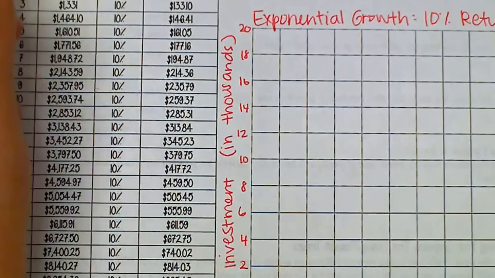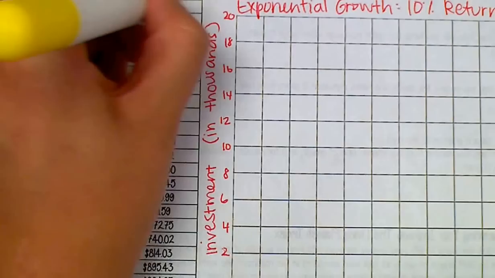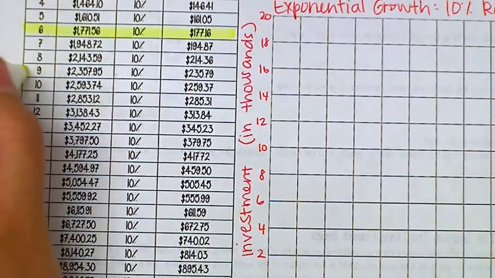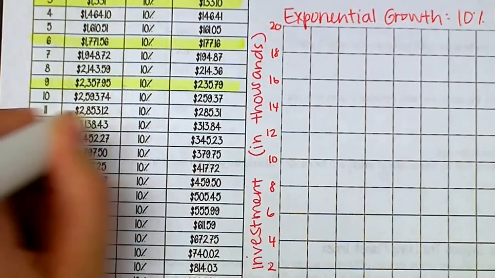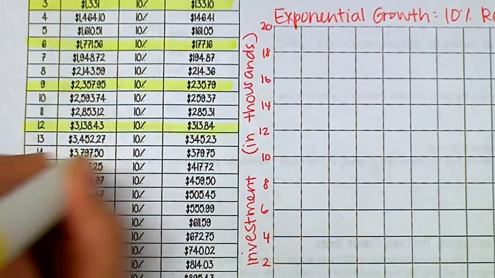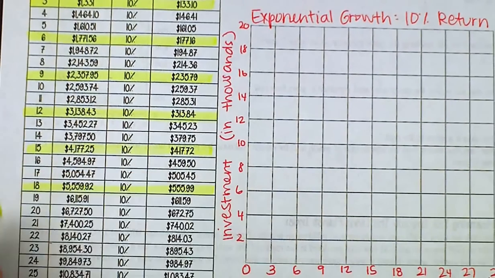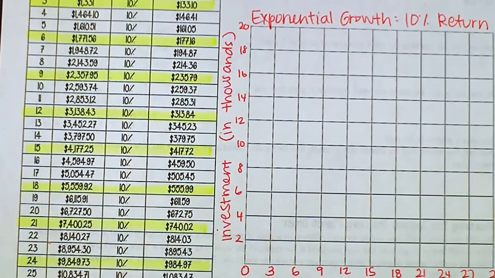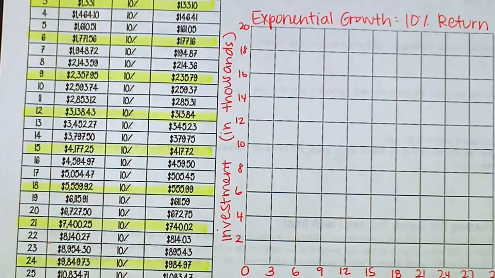Okay, so what I'm going to do is I'm going to highlight them first. So 3, 6, 9, 12, 15, 18, 21, 24, 27, and then 30.